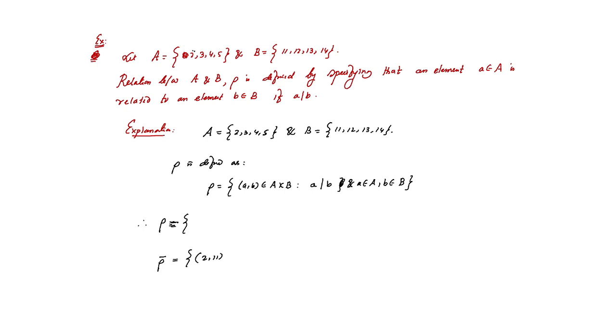Now 2 divides 11? No. 2 divides 12? Yes. So (2, 12) comes here. Now move to 3. 3 divides 11? No. This comes here. Okay, first we'll finish 2. 2 divides 11? No. 2 divides 12? Yes. 2 divides 13? No. 2 divides 14? Yes. That will come here. Now we'll start from 3. 3 divides 11? No. That will come here. 3 divides 12? Yes.